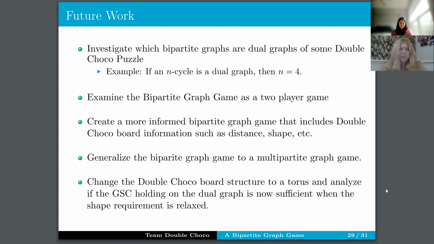Future work, we would like to investigate which bipartite graphs are dual graphs of some double Choco puzzles. An example that we found of this is if an n cycle is a dual graph, then n must equal 4. We would like to examine the bipartite graph game as a 2-player game. We'd like to create a more informed bipartite graph game that includes double Choco board information such as the distance and shape. We'd like to generalize the bipartite graph game to a multipartite graph game. And we'd like to change the double Choco board structure to a torus and analyze if the generalized sum condition holding on the dual graph is now sufficient when the shape requirement is relaxed.